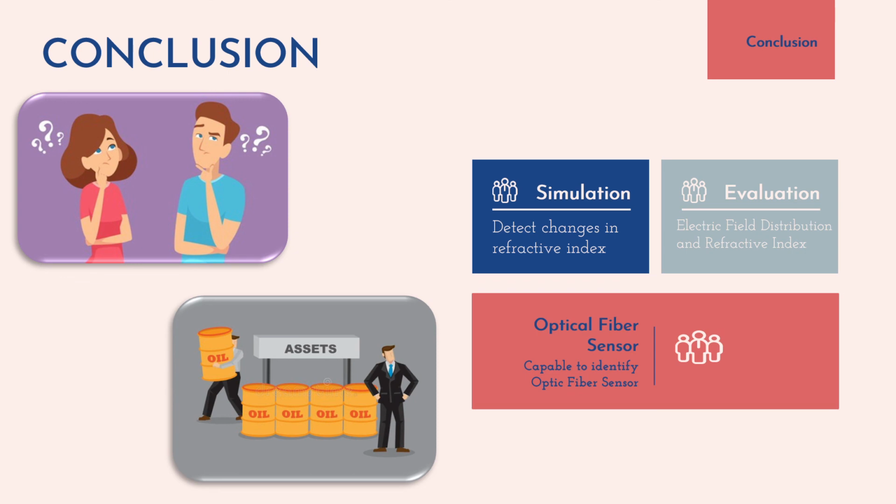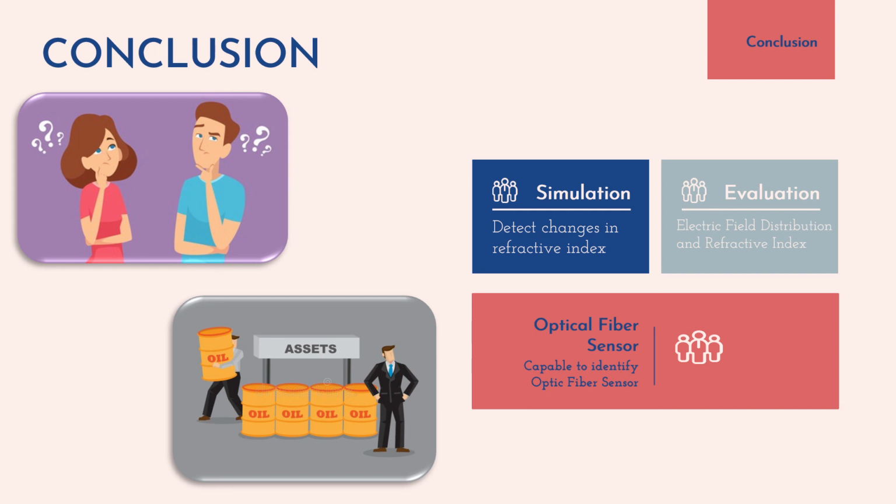Confusion on the authentication of edible oil occurs due to adulteration with additional substances. It can be overcome by a proper method and a well-developed sensor that helps to detect adulteration traces. The objectives of this research are achieved, as the simulation on the optic fiber sensor is capable of detecting changes in refractive index. Furthermore, it is proof that it can evaluate the electric field distribution and refractive index, where the data collected shows light attenuation at the fiber core.